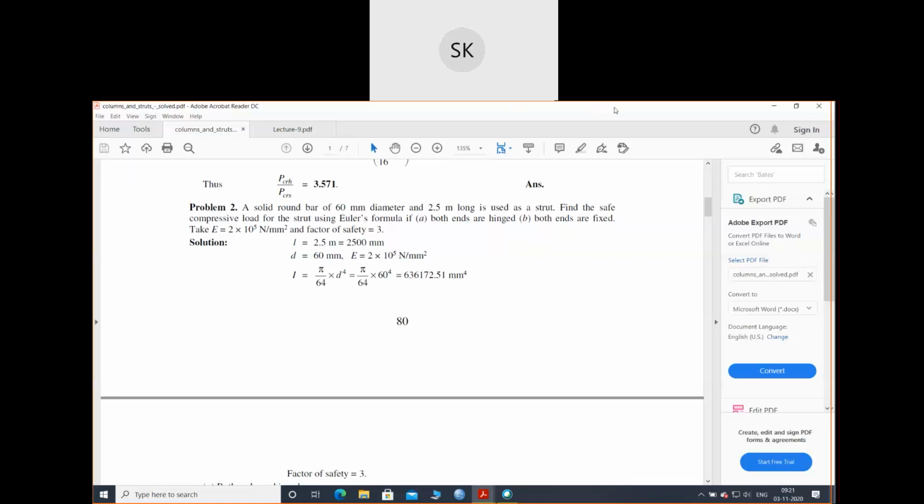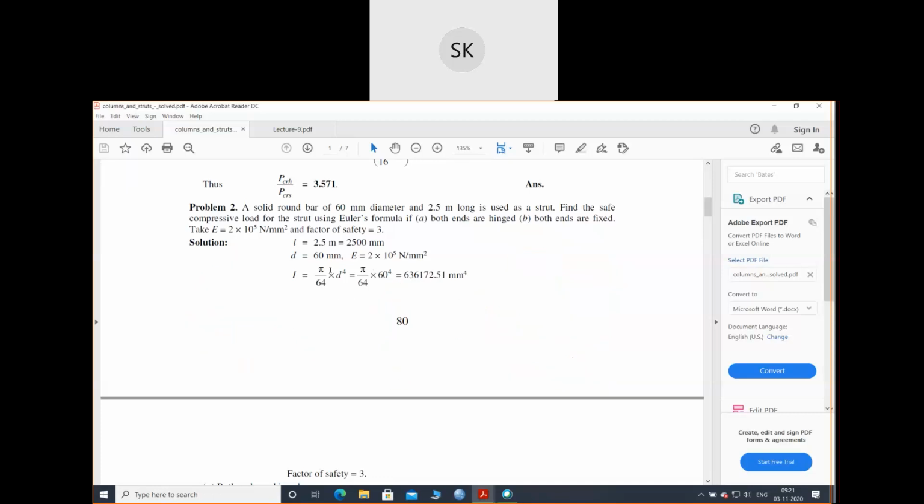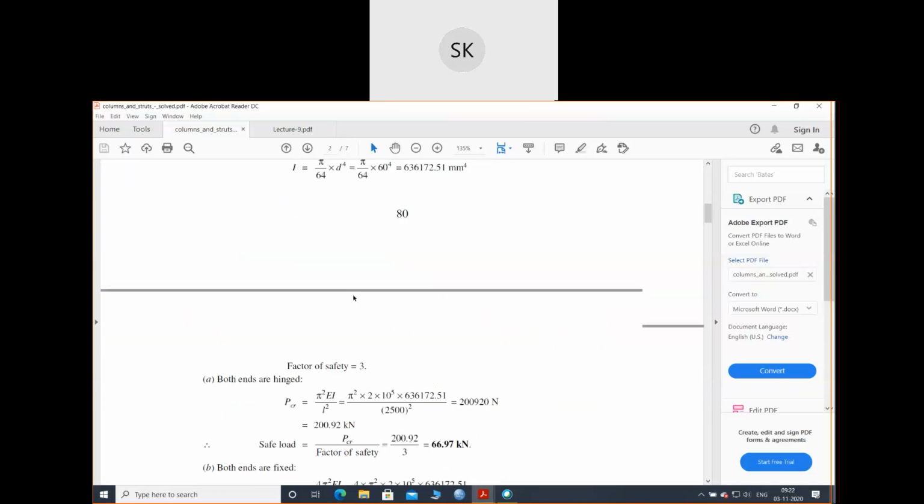As it is a circular section, what will be the I value? It will be pi d to the power 4 by 64. I have discussed this in the last classes. For rectangular, I will be b d cube by 12. Like that, for circular section, I is pi d to the power 4 by 64. So place the value of diameter here and you will get the I value. And one factor of safety is given. So first of all, I have written all the given.